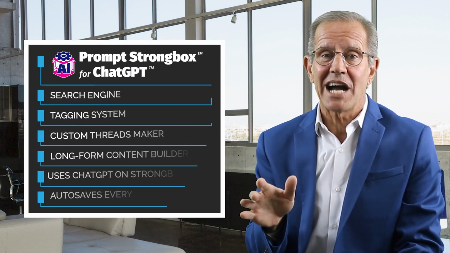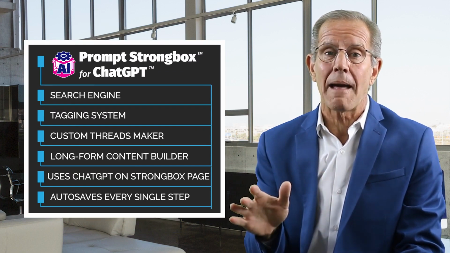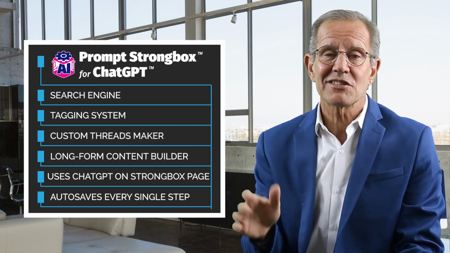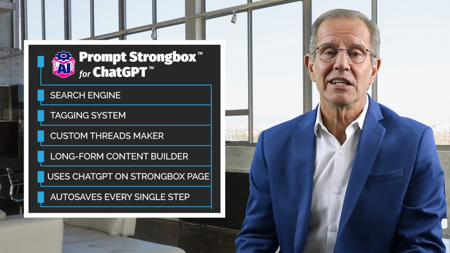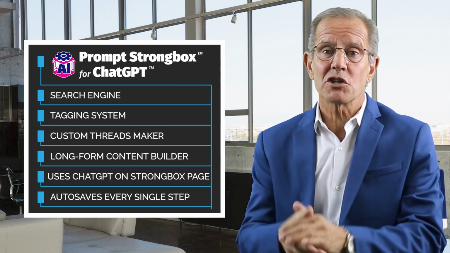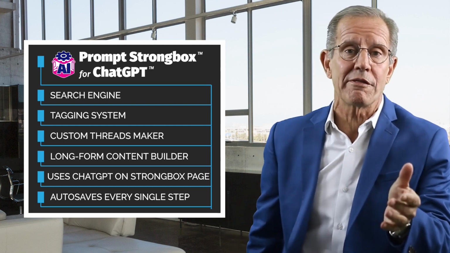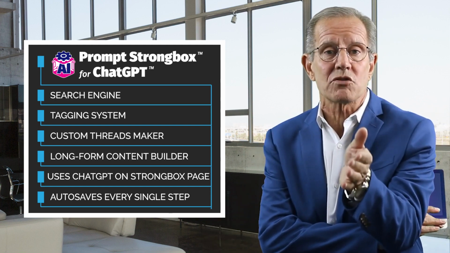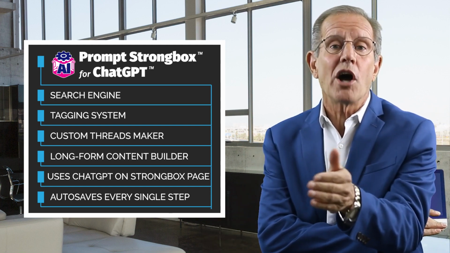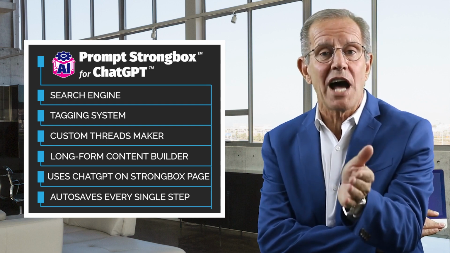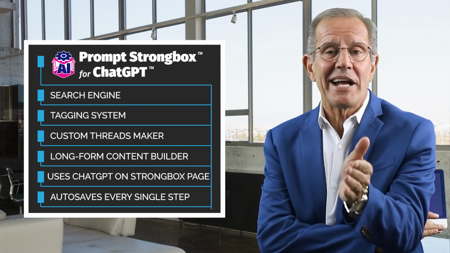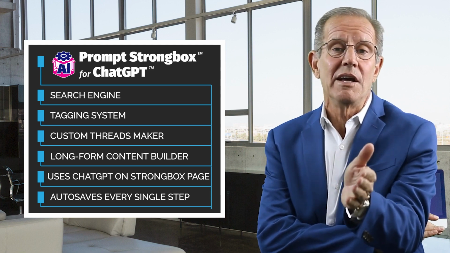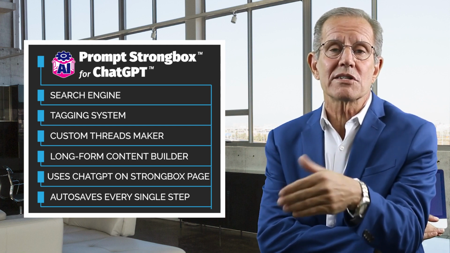But then after struggling with this mess for a few weeks, Andrew Darius came up with the ultimate solution, the PromptStrongbox for ChatGPT. The PromptStrongbox is like a backup for all your conversations, but it's a whole lot more than that. It's got a search engine, a tagging system, a custom threads maker, and even a long-form content builder for digital products like eBooks and courses. Now get this, you can even use ChatGPT directly on the PromptStrongbox page, and it'll auto-save every single step of your convo with AI. Anyway, I know that's a lot to take in, but don't worry, I'll break it down for you in just a sec.